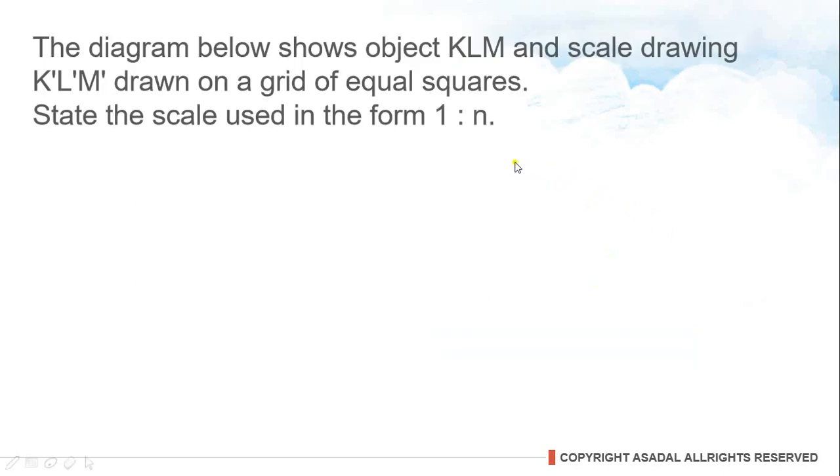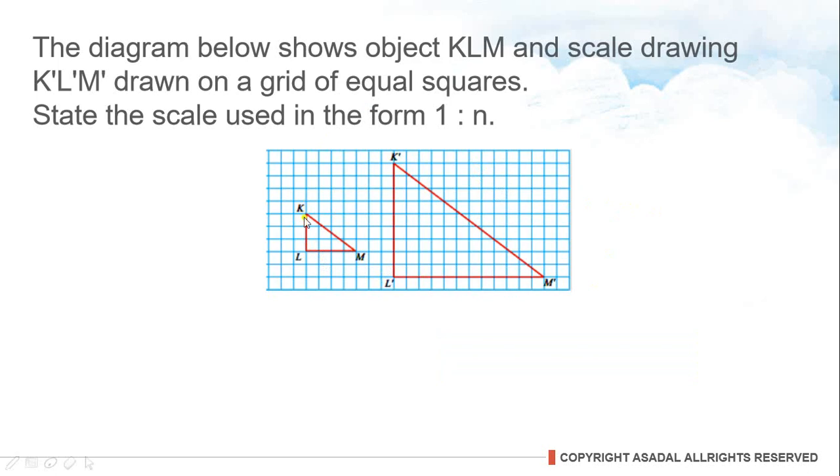Let's see another example. KLM is the object, while K prime, L prime, M prime is the scale drawing. Use the same formula. This time, I use the length of K'L' over the length of KL. K'L' is 9 units, over 3. 3 over 1. So this is the scale, in the form of ratio, 3:1.